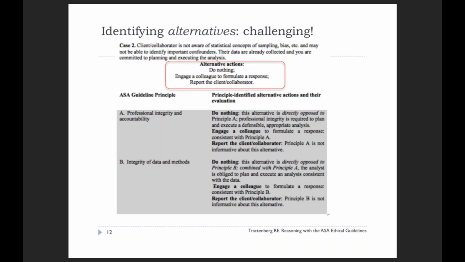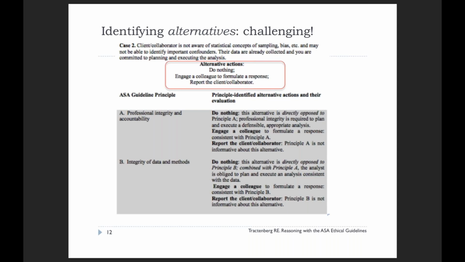So in the paper, there's a second case where you have a client or collaborator who is not aware of statistical concepts like sampling bias, and that person also has not identified confounders, but the data have already been collected and you have already committed to planning and executing the analyses. So here you are trying to plan a correct and complete analysis.